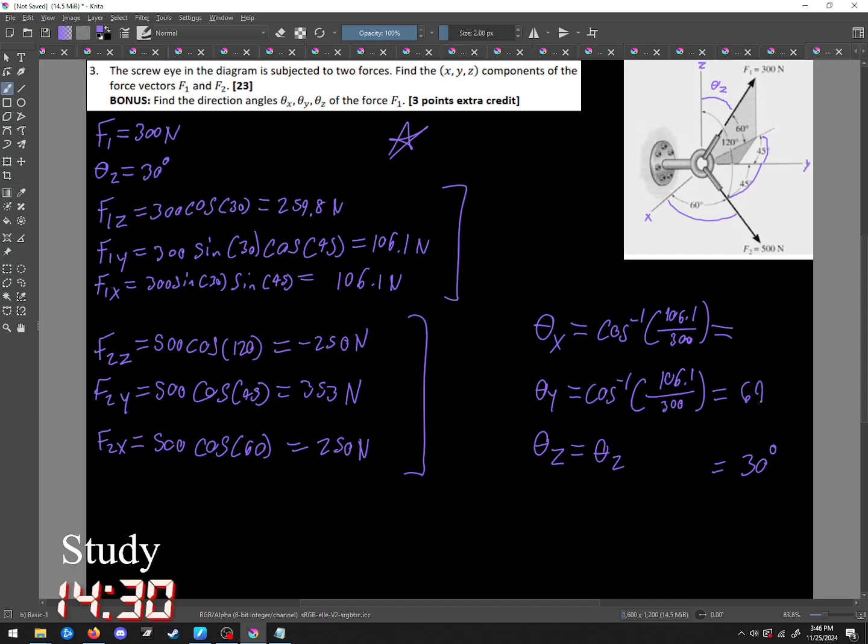Here I'm getting 69.28, or rounded 69.3, and that should be... oh, my mistake. That's negative. And then this is 110.7, rounded 110.8.